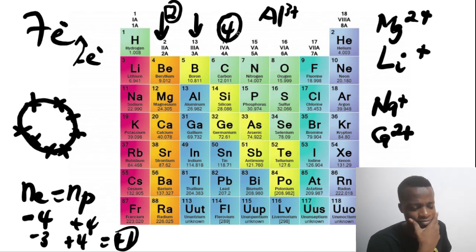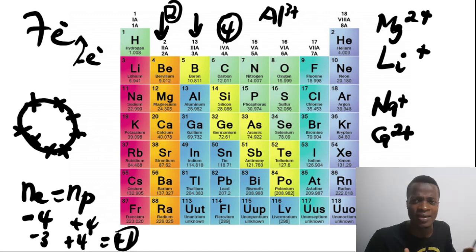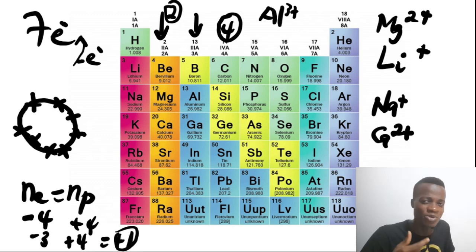Now group 4, these guys have 4 electrons on their outermost shell, and they need 4. So either way, they either lose all 4, or they gain 4. Either way, you are going to use the same amount of energy in losing or in gaining. But then everybody would like to gain, right? We like to add more to ourselves.